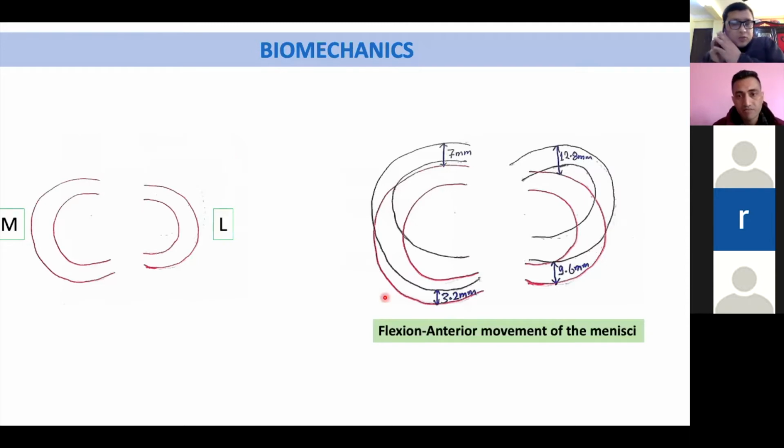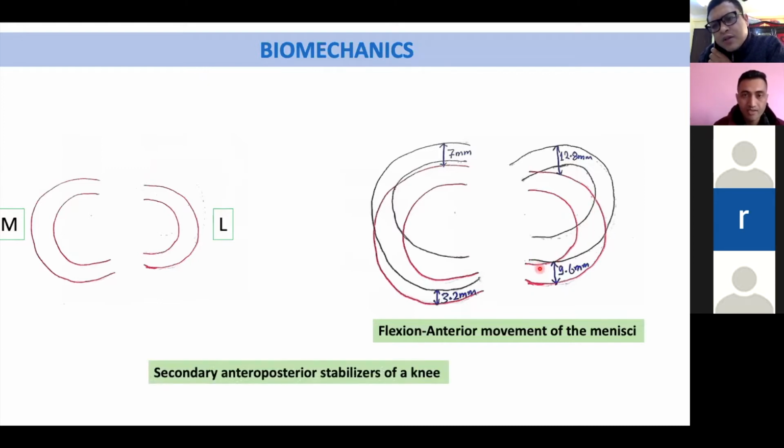Another interesting biomechanical point is that in flexion, there is anterior movement of the menisci. The lateral meniscus moves by 12.8 millimeters, while the medial one moves only by 7 millimeters. So there is more excursion of the lateral meniscus as compared to the medial one. In spite of this little degree of movement, these are also considered secondary anterior-posterior stabilizers of the knee.